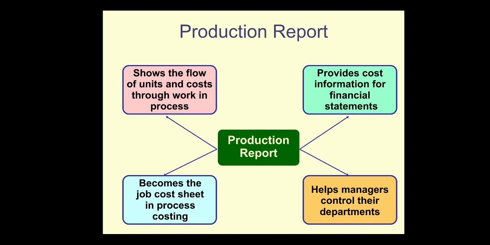Okay, and the last point becomes the job cost sheet in process costing. Like I said earlier, production report is the main document used in a department or business that uses process costing. In the production report, you have to record the total cost, the total equivalent unit, and then the cost related to the production in an accounting period. So I think there is an example after this.